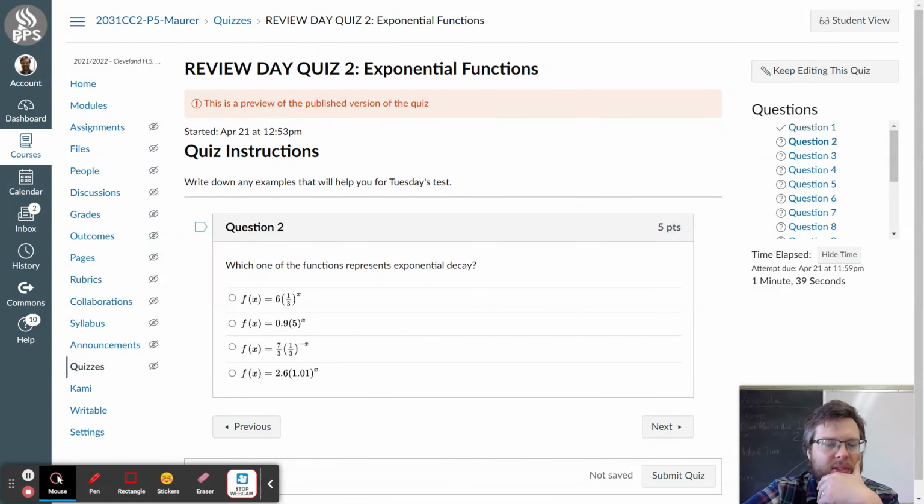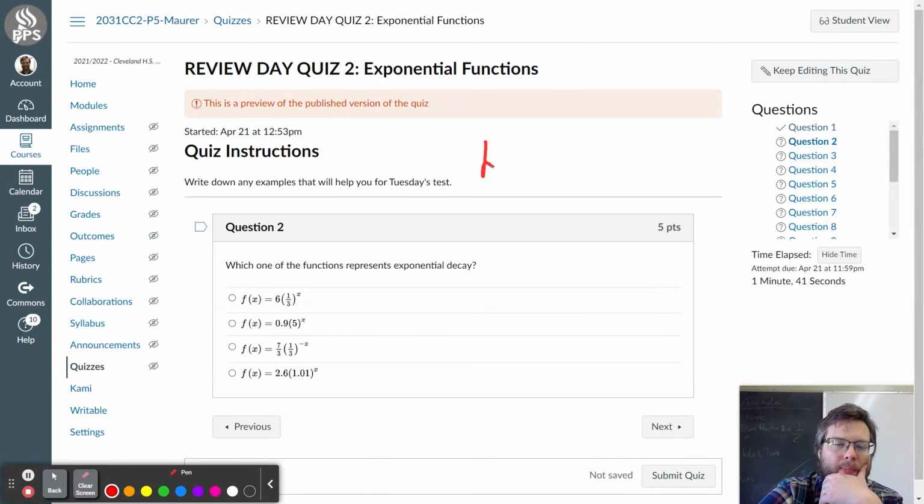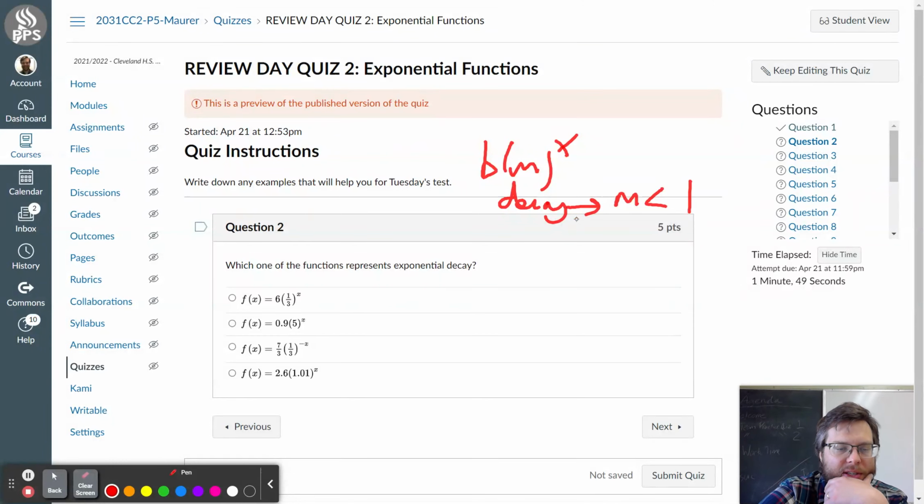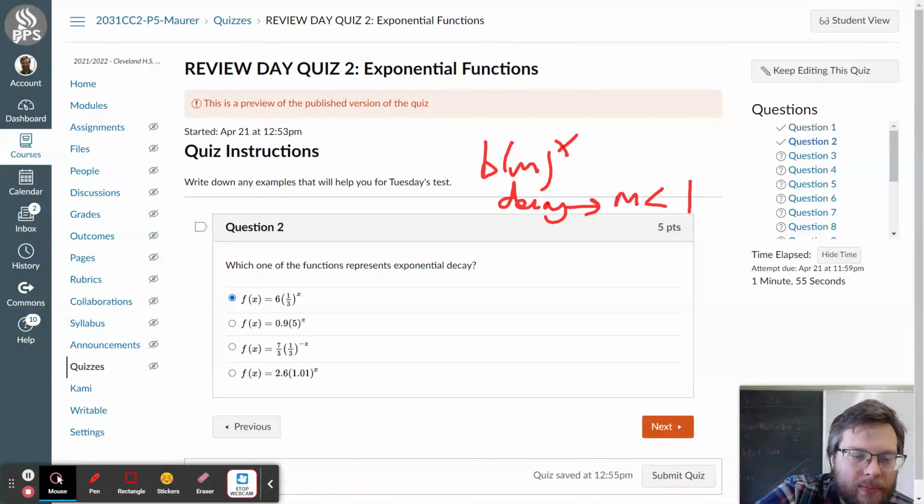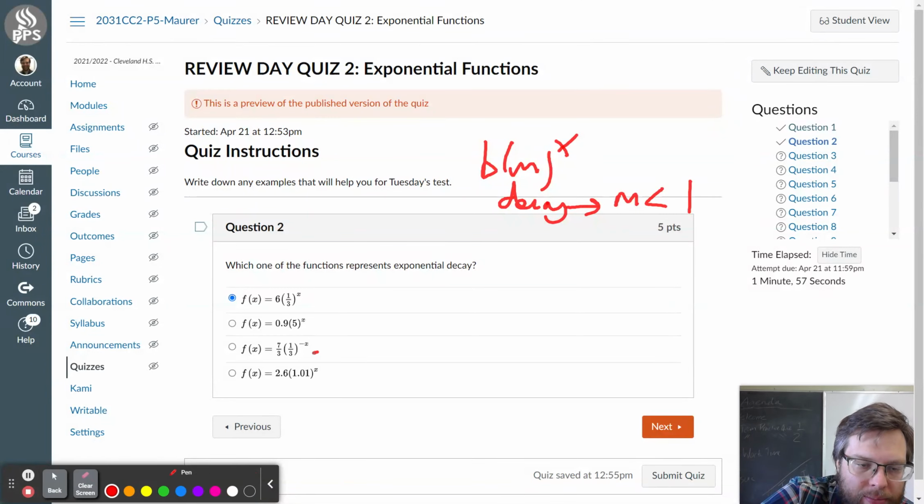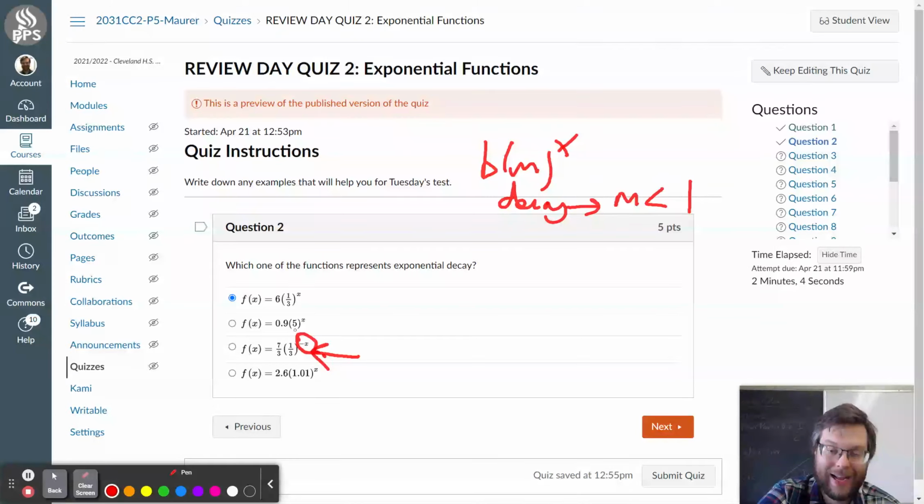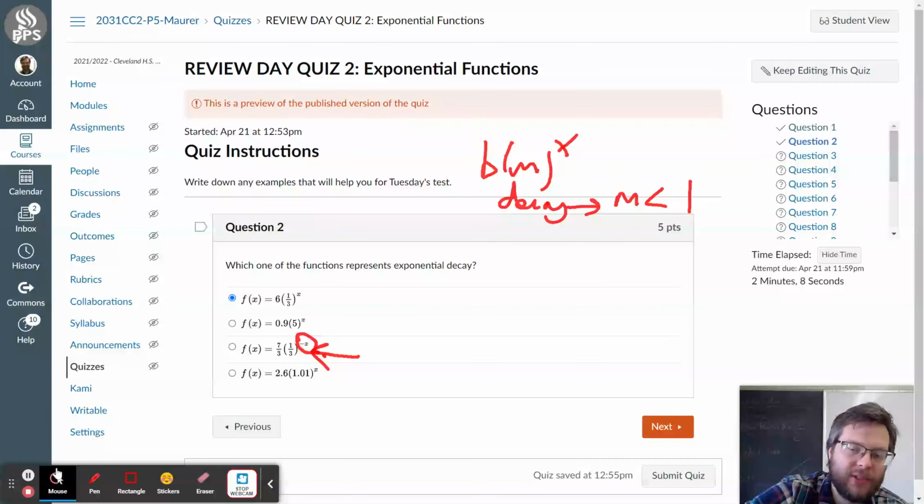Exponential decay, same sort of idea when we're looking at b times m to the x, except for decay, we're looking for our m to be less than 1. And that actually just kind of pops out. Nothing tricky about this one. Option 1 has a multiplier that's less than 1. Oh, I guess I spoke too soon. Option 3 also has a multiplier that's less than 1, but it has a negative exponent. And so dividing by a fraction actually works as exponential growth. So option 1 is the correct answer.